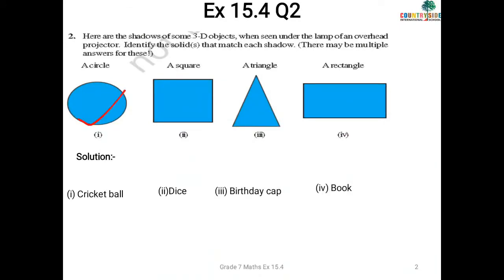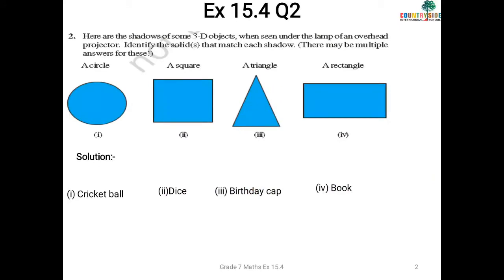Yes, for a circle the answer is cricket ball. So the shadow of the cricket ball is a circle. Now for the square the answer is dice. For the second part the shadow is square, so the answer is dice. In the same way for the triangle, you can take any figure of a triangle shape. Triangle means what? Cone. So the birthday cap is your answer. You can also take an ice cream cone.